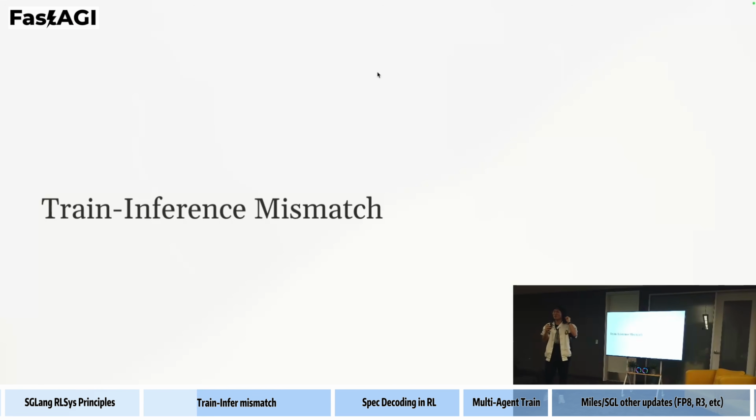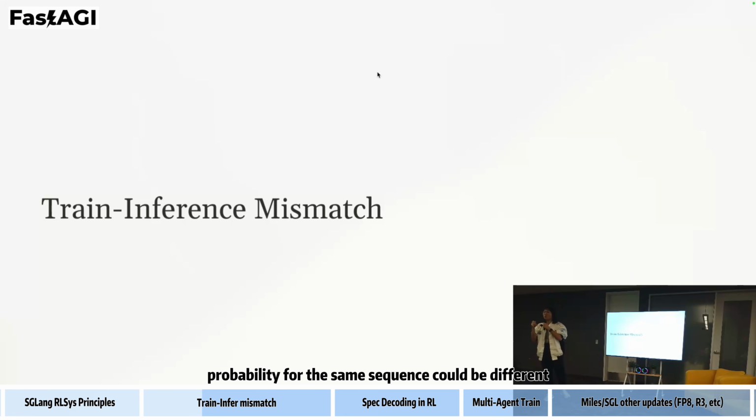For the same sequence, you use the training engine and the inference engine to do the forward, but they behave slightly differently, in kernels and parallelism strategies. So layer by layer, the probabilities from the training and inference engines for the same sequence could be different, and that's actually a bad thing for RL.